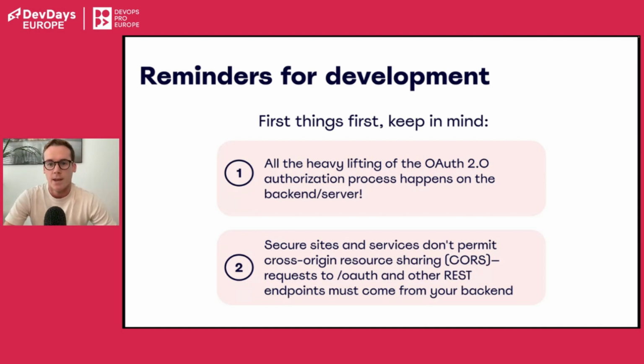And keep in mind that most secure sites and services don't permit cross-origin resource sharing, or you might hear it referred to as CORS. And this means that any requests to an OAuth or really any other REST API endpoint must come from your backend. So, with these ideas in mind, let's talk through the various types of OAuth flows in a bit more nuance.